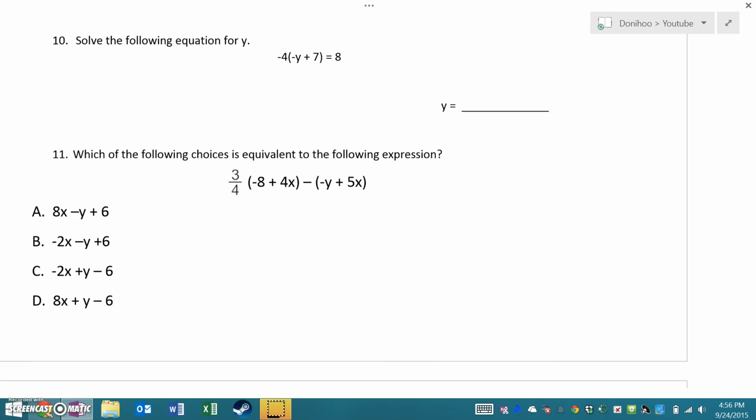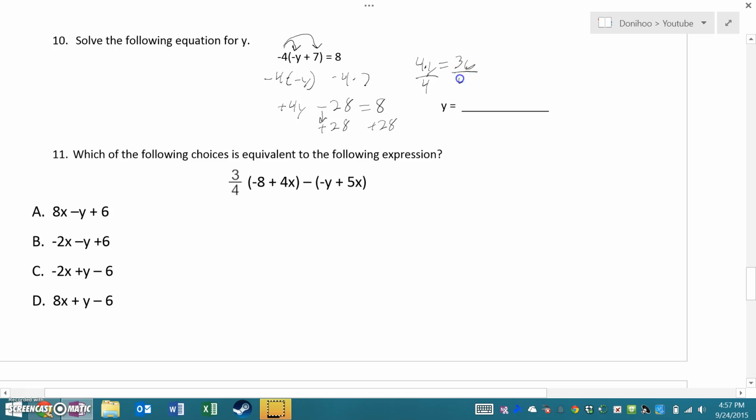Solve the following equation for y. Going to distribute first. So negative 4 times negative y, positive 4y. Negative 4 times 7, negative 28. Now I'm going to solve. Opposite. So 4y equals 36. Divide by the 4. That's the opposite of multiplication. Okay, and y will equal 9.